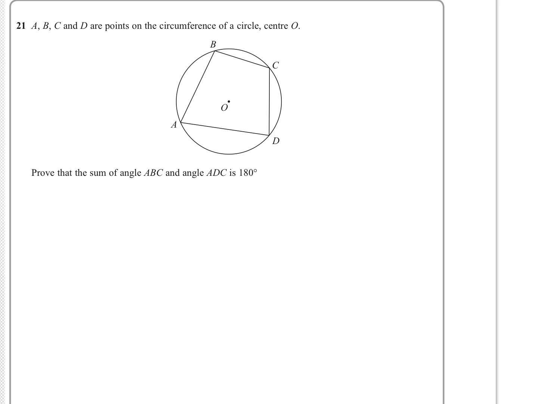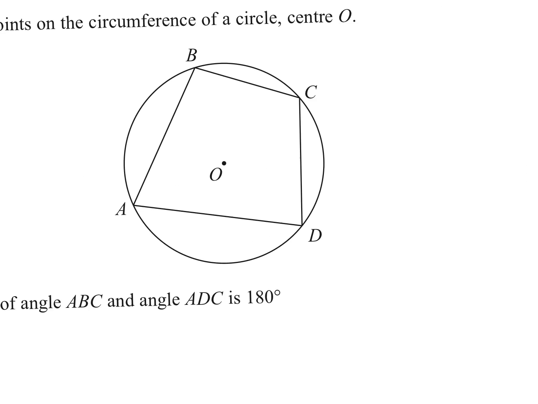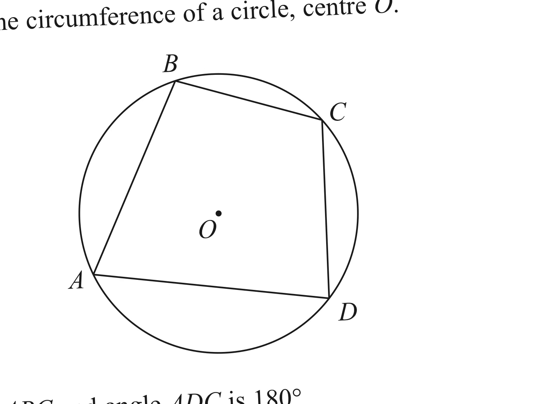Question 21. We're given 4 points on the outside of a circle, and we've got to prove that the angle ABC and the angle ADC add up to 180 degrees. Well, let's enlarge this circle here and let's get going. So I would draw radii in here first. And then basically I'll just put an X somewhere, say here.